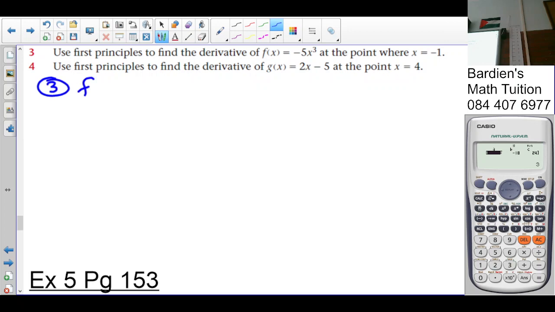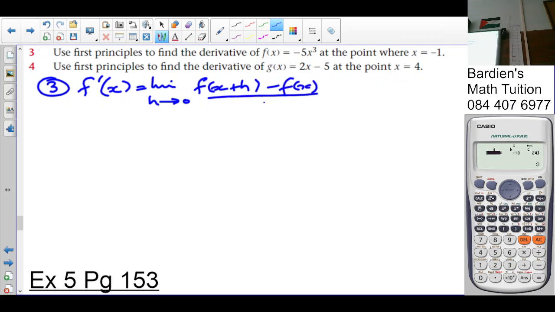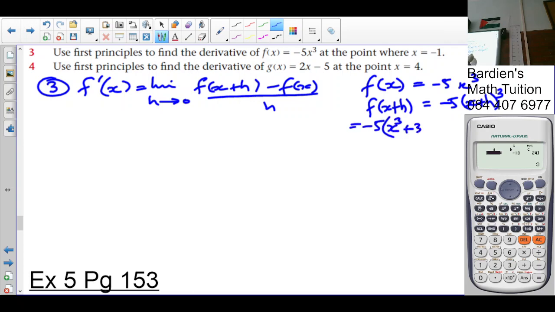we use the formula. F prime x equals the limit, you always write down the formula first. H approaches 0 of f of x plus h minus f of x all over h. If f of x is equal to negative 5x cubed, then f of x plus h is going to give you negative 5 into x plus h cubed. Okay? At this point, you should know already how to multiply this out. So it's going to give you x cubed plus 3x squared h plus 3xh squared plus h cubed. And I multiply the negative 5 in.